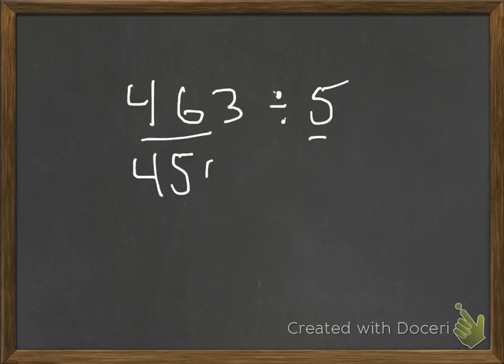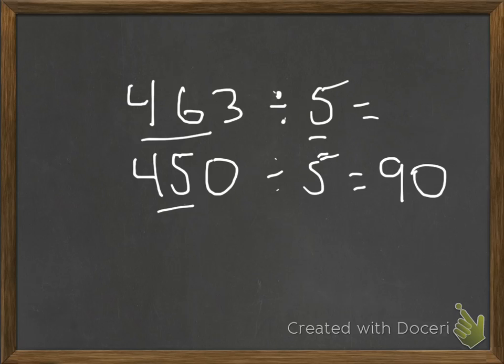So what I'm going to do is I'm going to round that 463 to a 450. Now, my 5 and my 45 are compatible. 45 divided by 5, I know, is 9. I have a 0 left over. I add that 0 to my answer, and 450 divided by 5 would get me 90. Therefore, that is my estimated answer for 463 divided by 5.